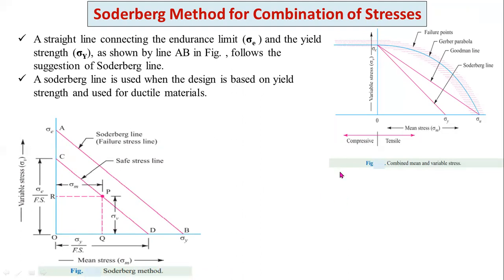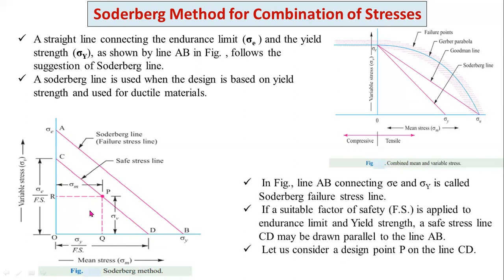Now I am repeating the same procedure as Goodman's method. Here I am considering a Soderberg line. Here AB is the Soderberg failure stress line. Now I am taking the factor of safety. Here sigma E and sigma Y are the maximum stresses in this Soderberg method. Now I am applying the factor of safety FS to this endurance limit and yield stress. Then I got the safe stress line. This CD is the safe stress line for Soderberg.